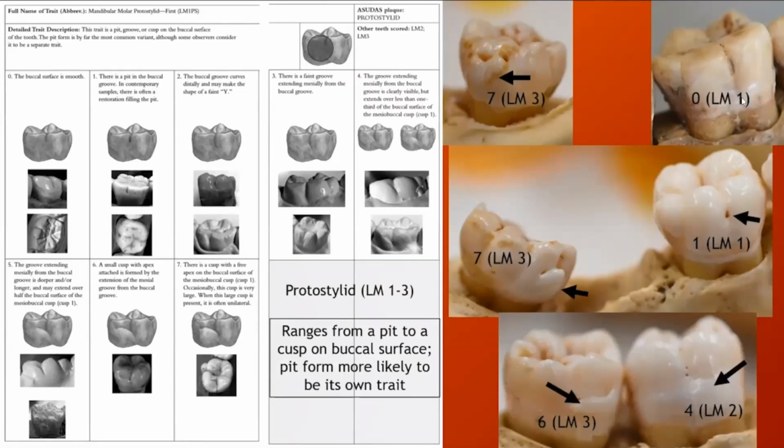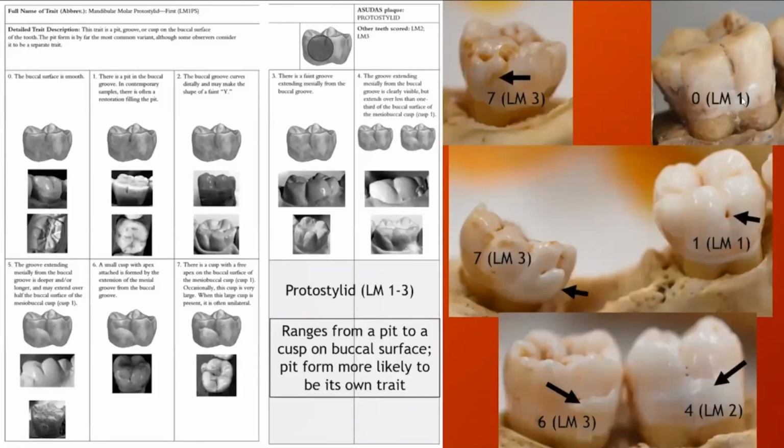So protostylid is once again scored on all three molars within the lower teeth, just like peristyle is scored on all three teeth in the maxillary dentition. And the expressions once again range from nothing, where you can see in the zero picture on that first molar that it's really smooth on that buccal surface, to a pit, to a cusp.